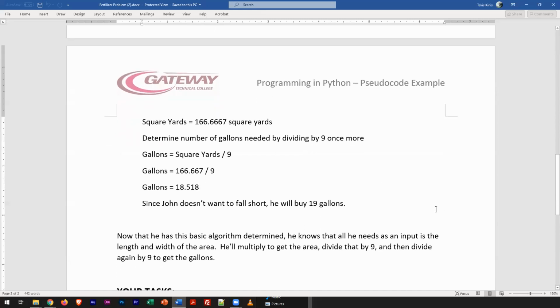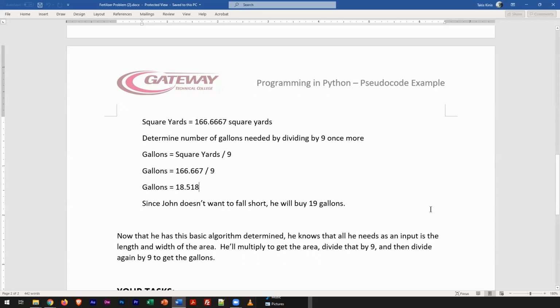So that's the algorithm. And I want you to think about the steps it takes to get the right answer. Now, if we take this algorithm and apply it to any other lawn that is rectangular in shape, we should get the right answer. If the problem was solved correctly, we can now take the solution and apply it to any situation. This is the beauty of creating a solution like this.